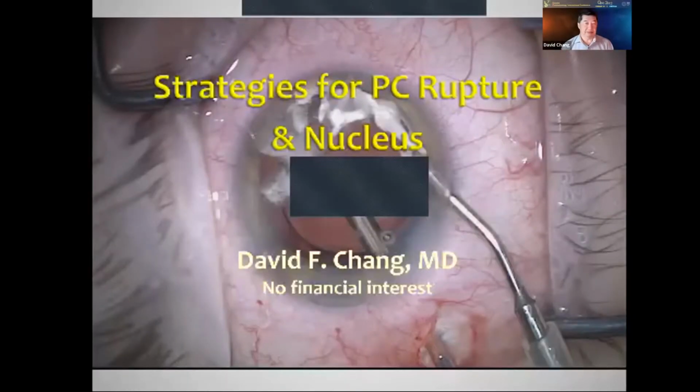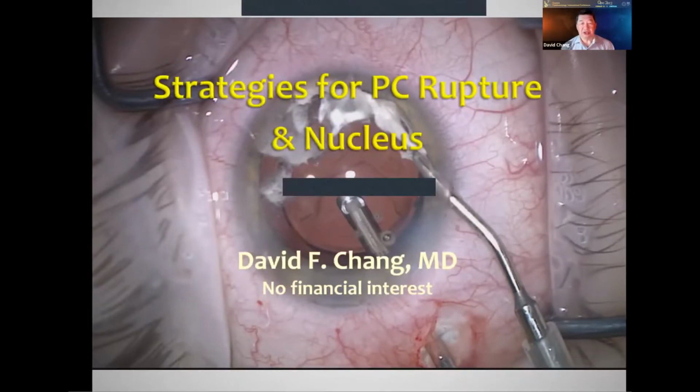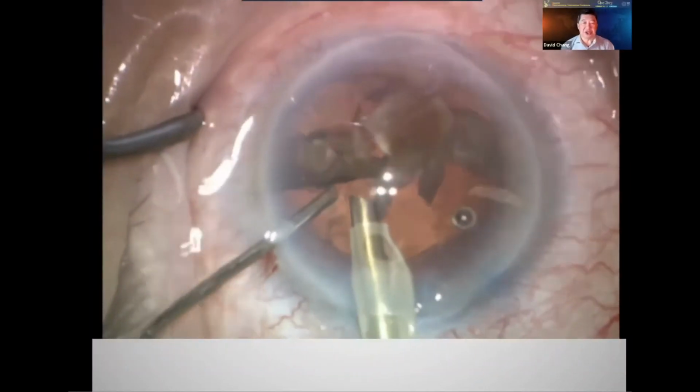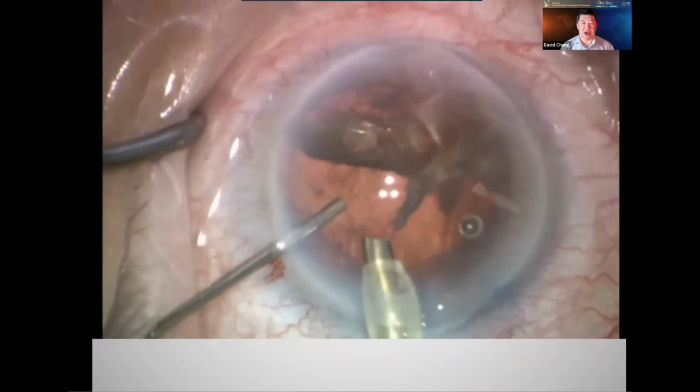I'm honored to be here. This is a talk about what to do when there's a posterior capsule rupture and there's nucleus still present. I have no financial interest in this topic. And this is the situation we're talking about. It's a rock hard cataract.